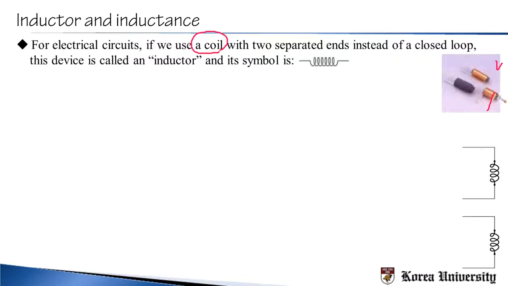For example, here the wire goes in, makes many turns, and then comes out. So it actually does not exactly form a closed loop. The current can go in from one of the open ends and then come out the other end. We call this device an inductor, and its symbol is just like this.